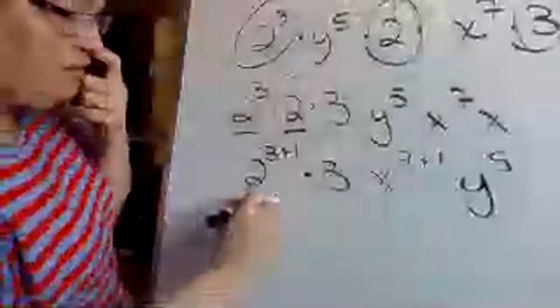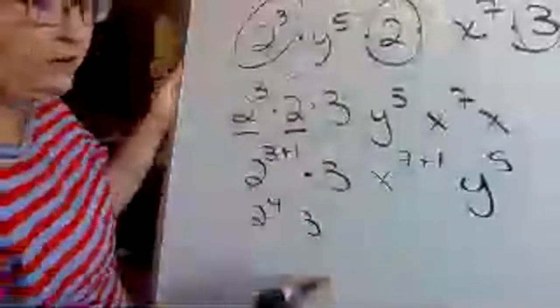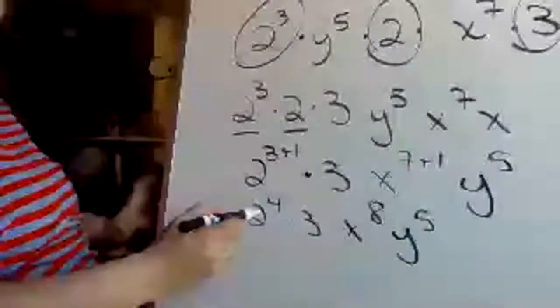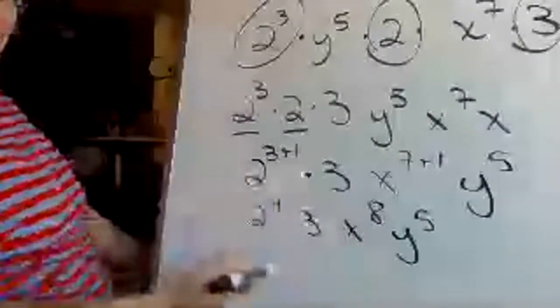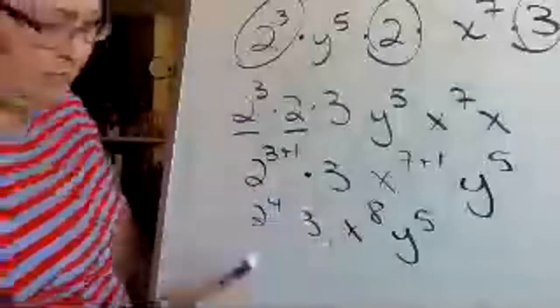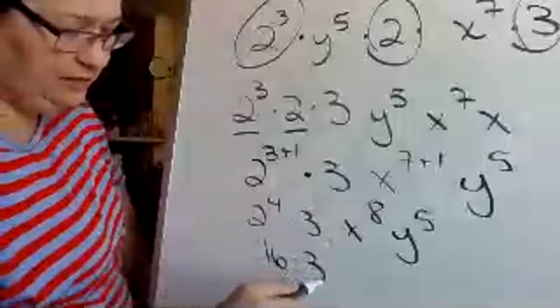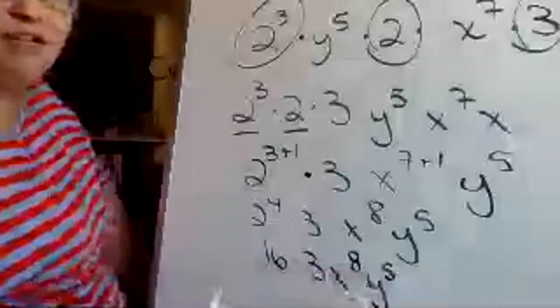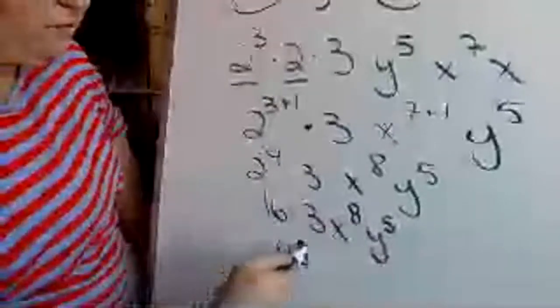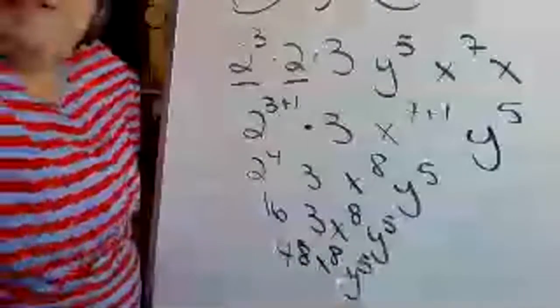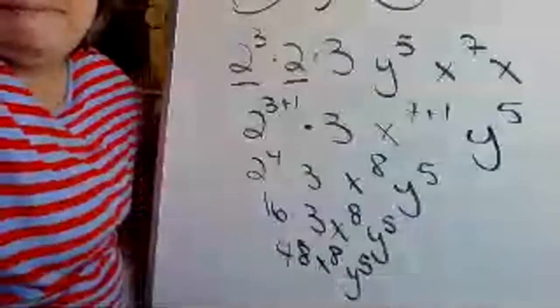So this would be 2 to the fourth times 3. Still can't do anything with it. X to the eighth, y to the fifth. Now, we've got to simplify this. Okay? Hopefully you know at some point in time that 2 to the fourth is 16. How do I know? Because I've been doing this for 20 some odd years. And then 16 times 3, 48, x to the eighth, y to the fifth. Does that make sense?